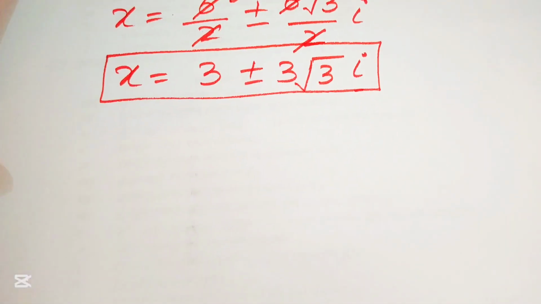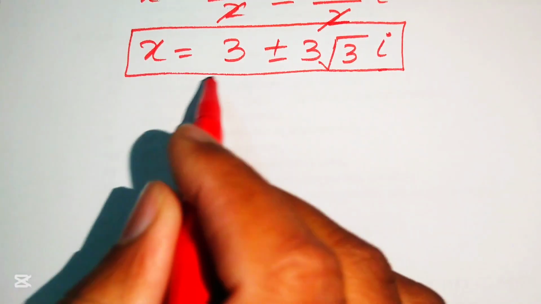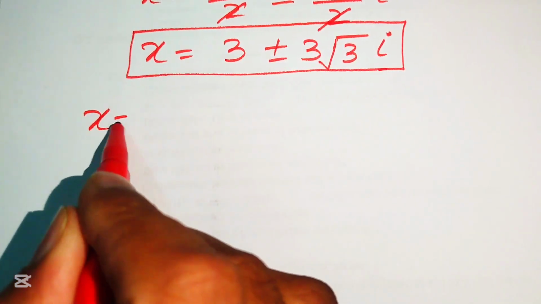And now from these values of x we need to find the corresponding values of y. First we will break these values, and we write separately the positive and negative term.